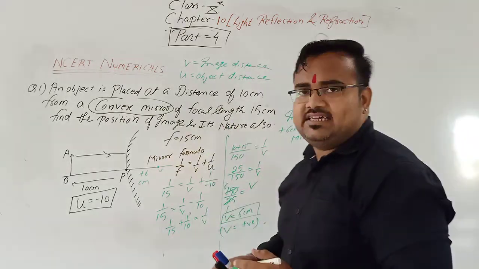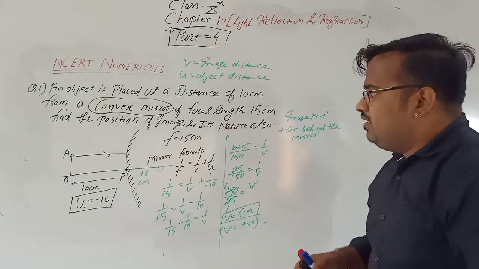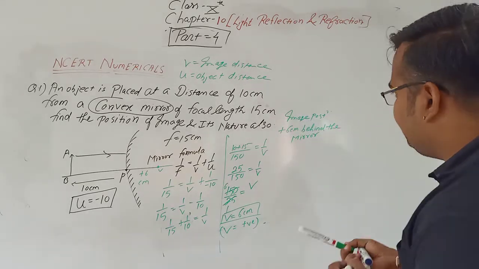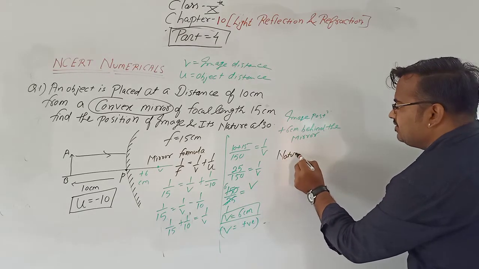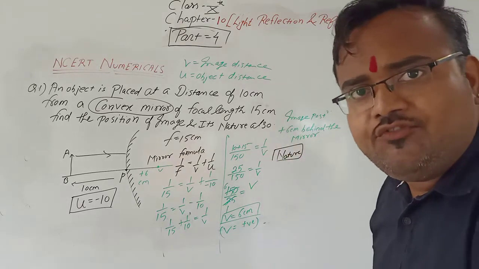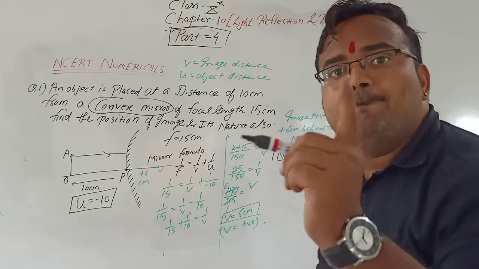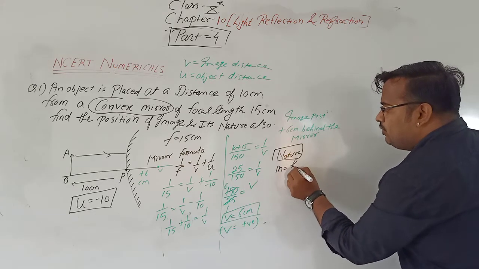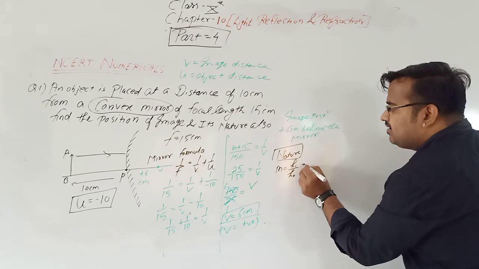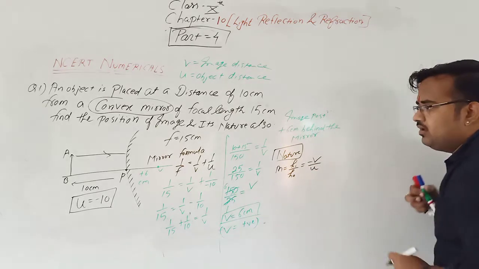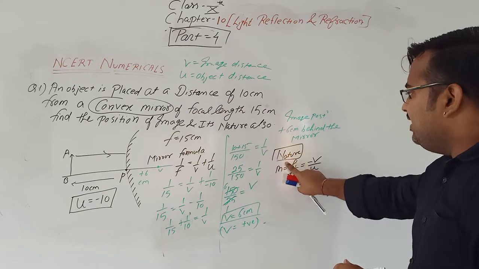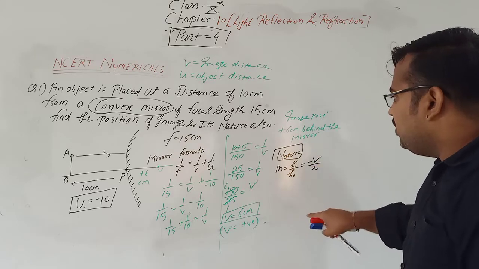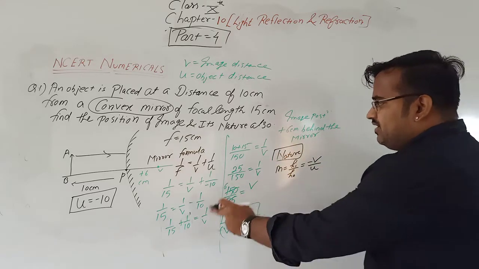Now we have to find out the nature of the image. For the nature of the image, we have to use the formula of magnification. Now in case of mirror, the magnification formula is: magnification is equal to height of image upon height of object is equal to minus v upon u. Clear? Minus v upon u. Now we will do the calculation. You should copy this.